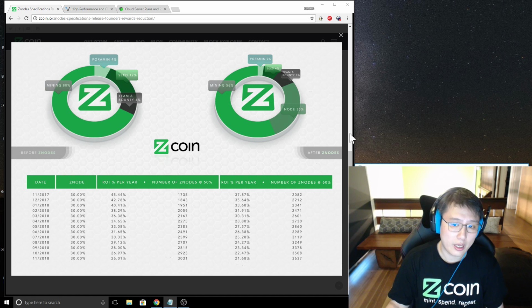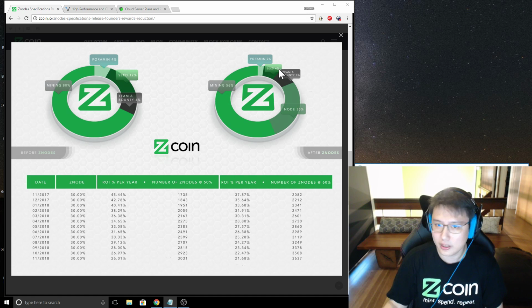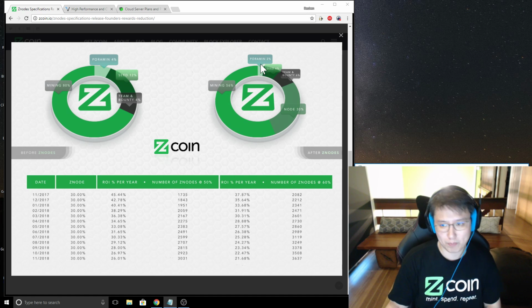Now, if you take a look right now, this will be after Znode: 56% to miners. The Znodes will have 30%. The bounty wallet will get 6%. The seed funders, which is actually 3 people, will get 6%, so 2% each. And Poramin, our lead dev and co-founder, gets 2%.